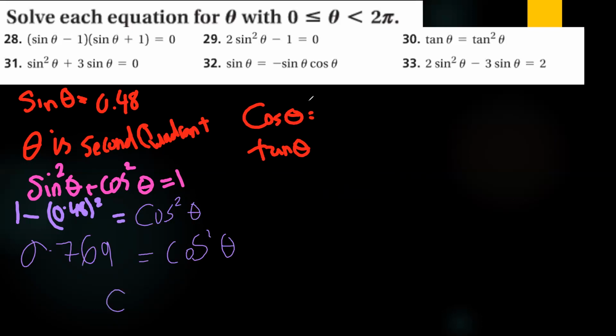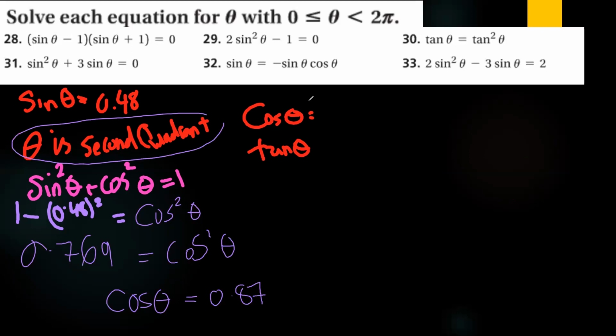Which is cosine. Teacher, you said it's in the second quadrant, right? Yes. So only take the positive value for the cosine, not for the sine. Let's wait. After we find that the cosine is 0.87 and theta is in the second quadrant, that means cosine will be negative 0.87. So the cosine is negative 0.87 and the sine we find as 0.48.